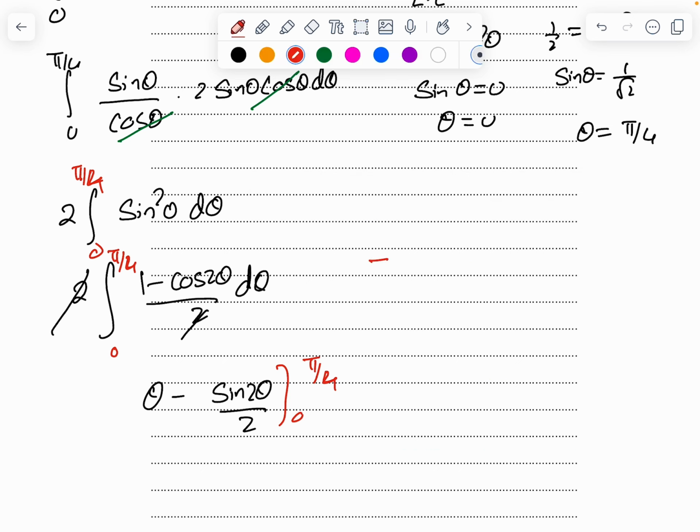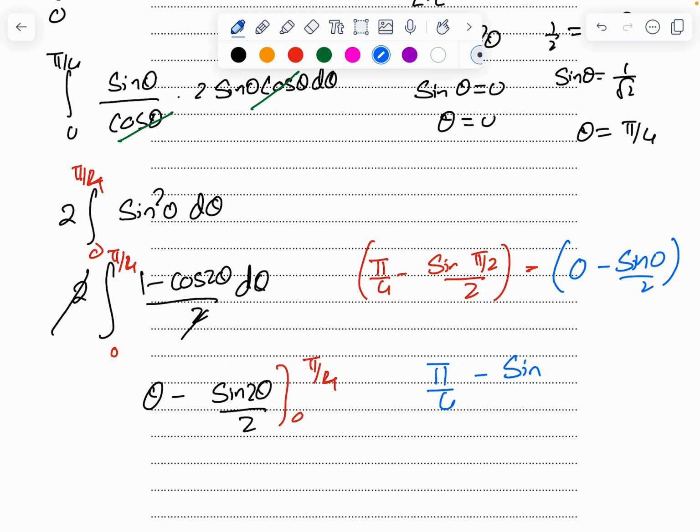So upper limit is pi by 4 minus sine of 2 times pi by 4, which is pi by 2, minus the lower limit 0 minus sine 0 by 2. So it becomes pi by 4 minus sine pi by 2 over 2 minus 0. Sine pi by 2 is 1, so pi by 4 minus 1 by 2. That's going to be the answer.